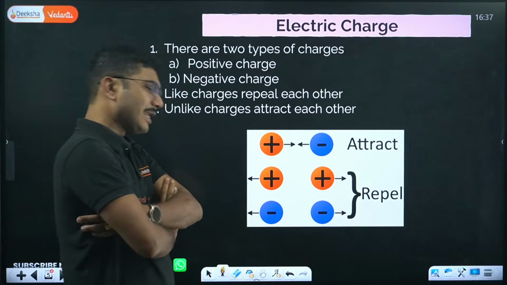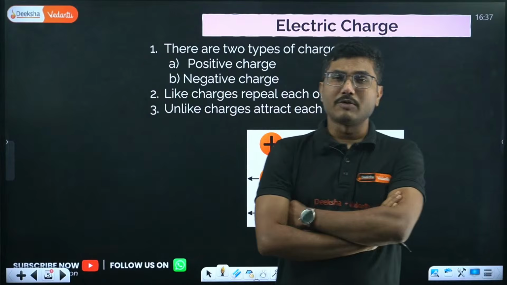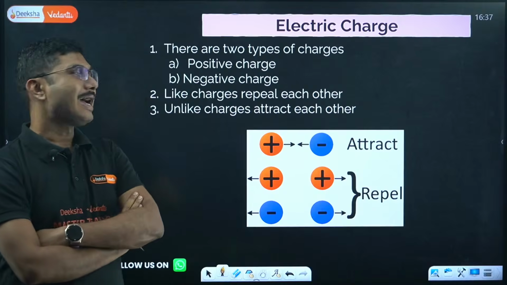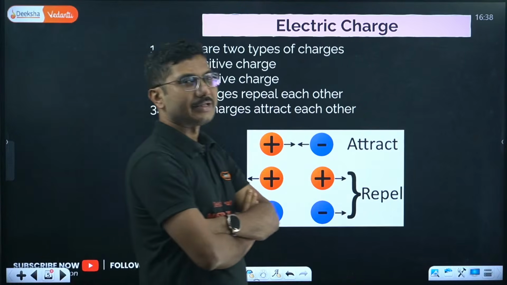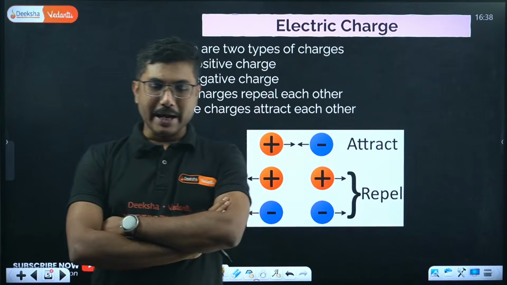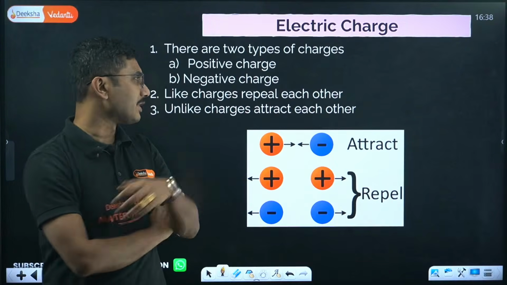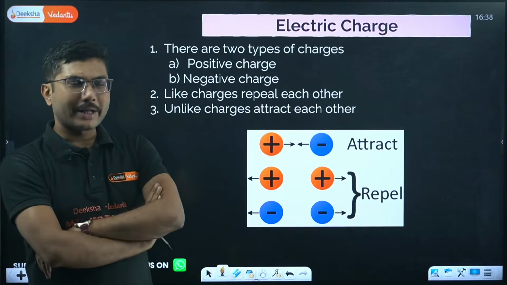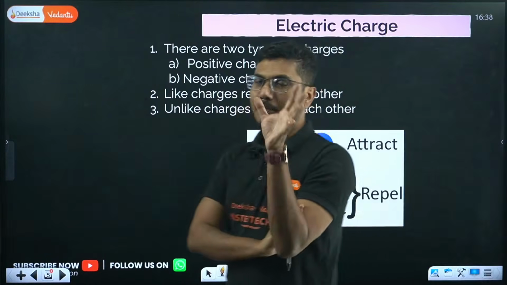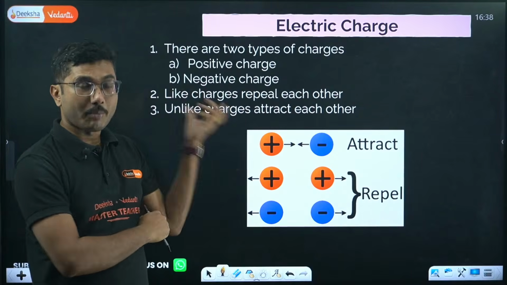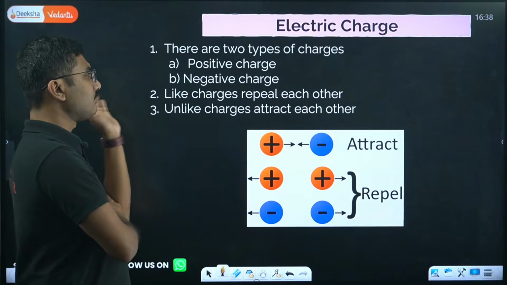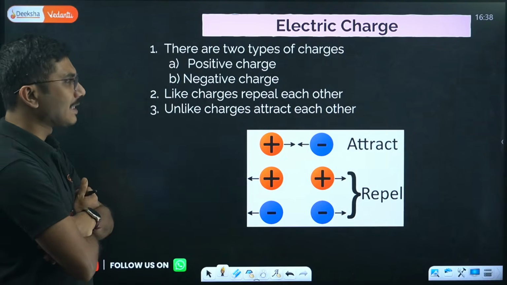Now, a very basic property of charges: like charges repel each other and unlike charges attract each other. In your PU board exam, sometimes it is asked to write three basic properties of charges, and many students write these properties. These do not actually come under the basic properties of charge. This is the fundamental property of charge, not the basic property. Basic property is different from this. So like charges repel each other, unlike charges attract each other.